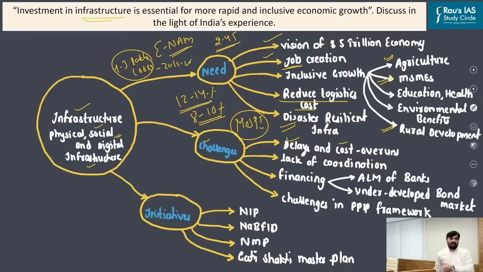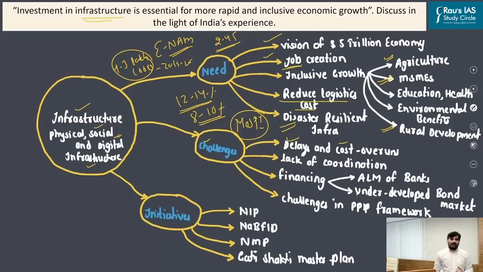Similarly, there is lack of coordination between multiple ministries and departments. We have the problem of financing. Infrastructure projects require long-term financing, and there is a lot of risk involved in giving financing for infrastructure projects because they may get delayed. So whenever NBFCs have given loans to infrastructure projects, it has normally led to asset liability mismatch. The best example is the IL&FS crisis. I hope you must have heard about this NBFC crisis, right? This IL&FS crisis was predominantly because of this asset liability mismatch.